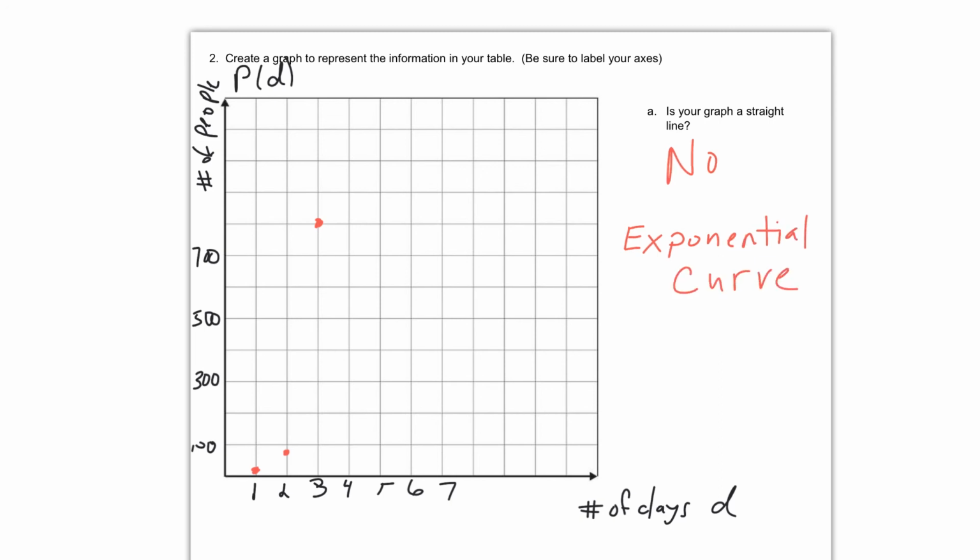So our geometric sequences, which is when we multiply each time, we talked about that in question 1. Our geometric sequences are going to create these exponential curves, where our arithmetic sequences create straight lines.